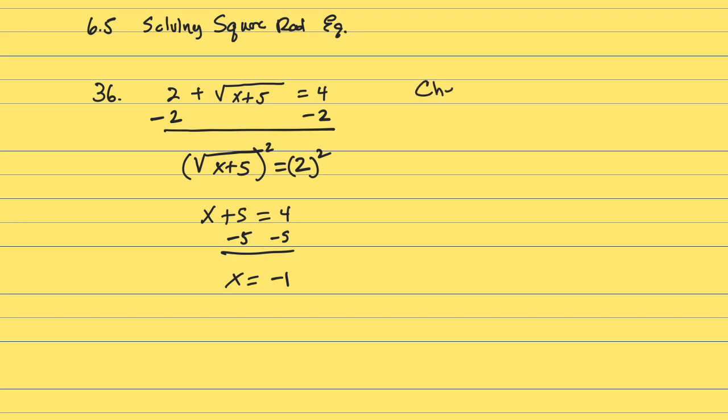Remember that you always want to check. So you have 2 plus the square root of negative 1 plus 5. So we have 2 plus the square root of 4. And so we have 2 plus 2, and we know that that's going to be 4. So that does check.